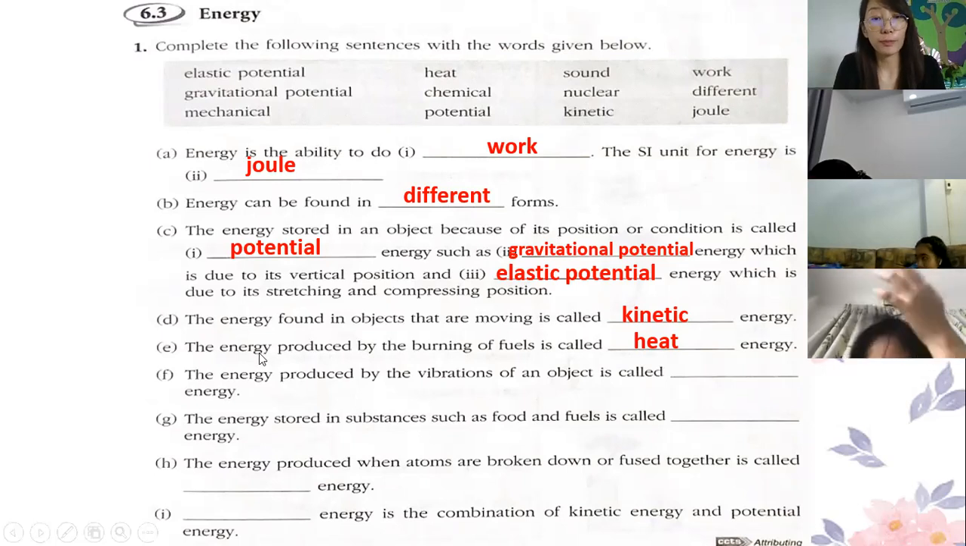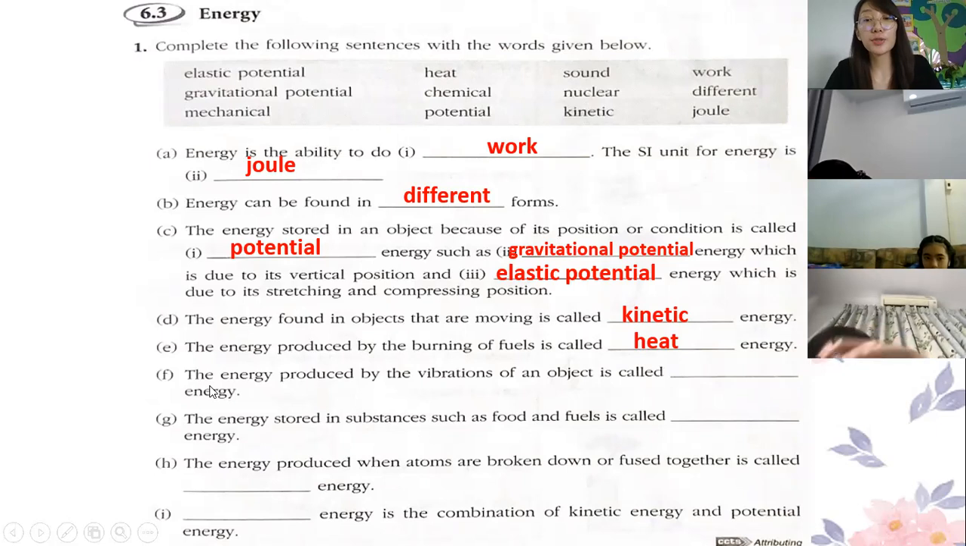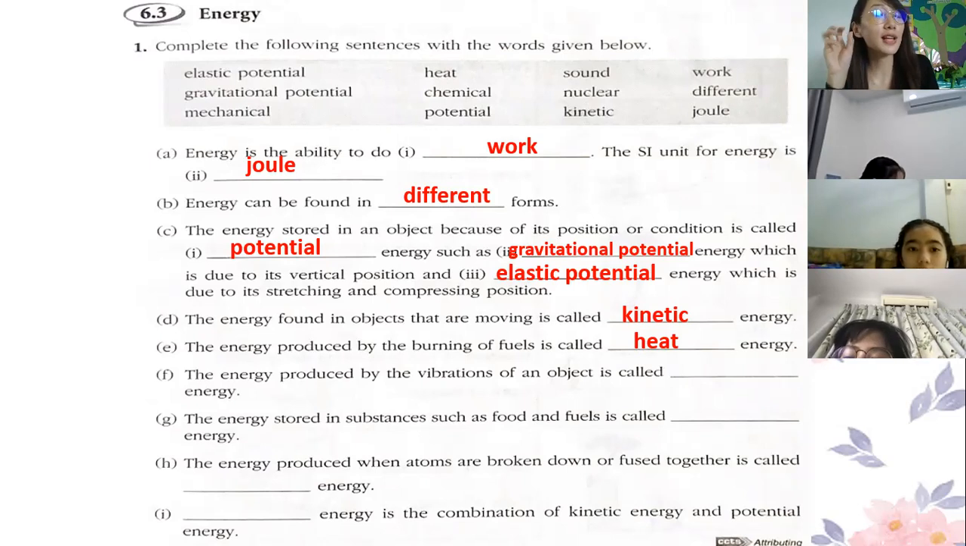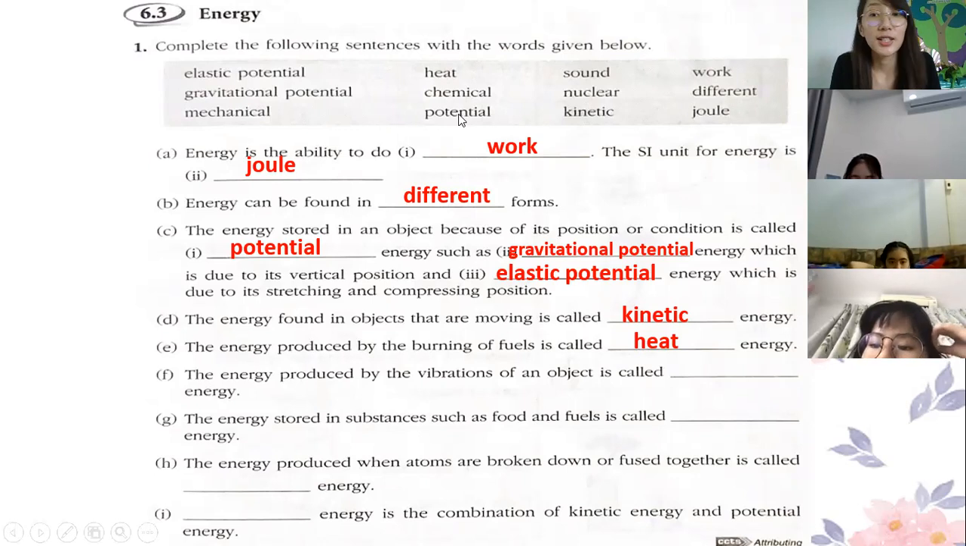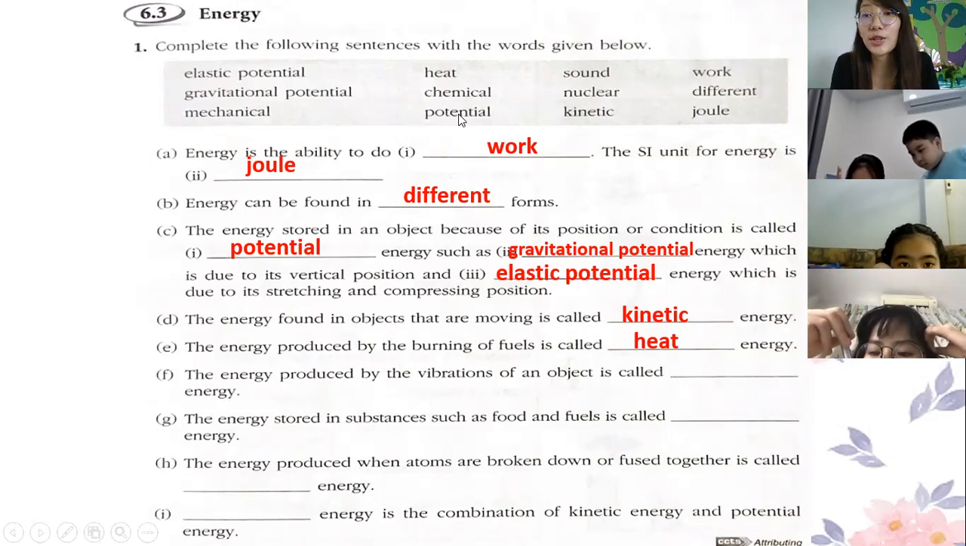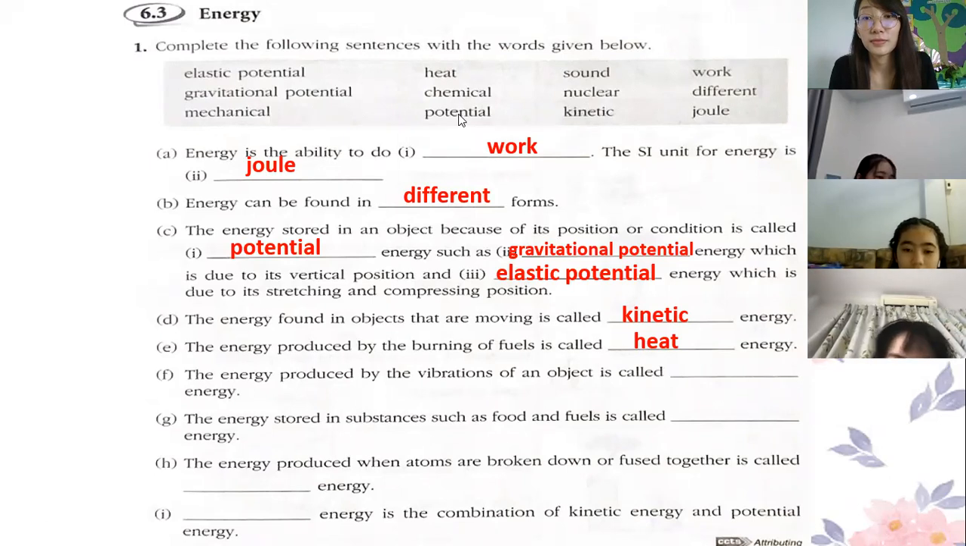Let's go to F now. The energy produced by vibration of an object is called, when we vibrate something, it gives out, when something vibrates, it gives out the sound, right? It gives us the sound. So what energy is it? Who knows the answer? What energy do you think it is? Grace, what energy do you think it is? Sound energy. Very good. It's a sound energy.